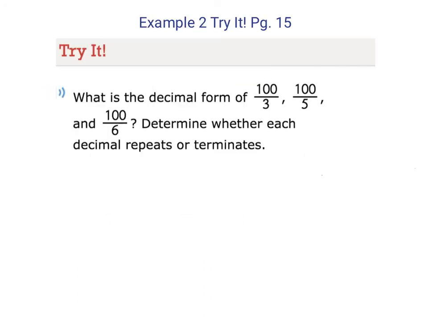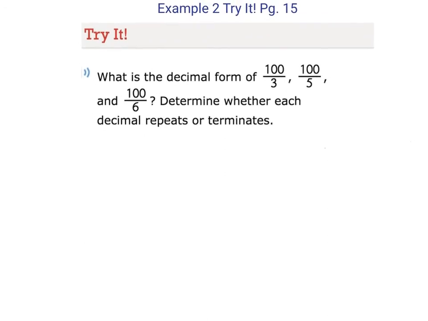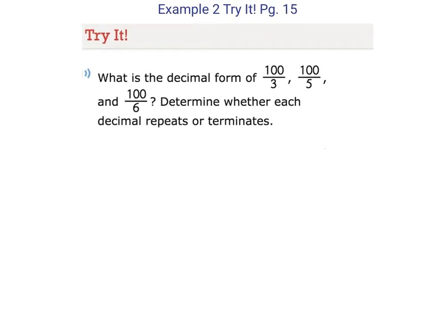Okay, so on page 15 at the top under Try It, what is the decimal form of 100 over 3, 100 over 5, and 100 over 6? Determine whether each decimal repeats or terminates. Okay, you also need your calculator. You are allowed to use your calculator at any time, okay? So our first one is 100 over 3.